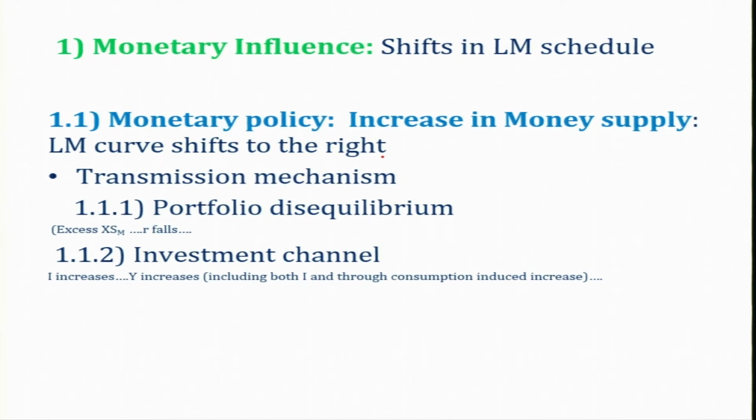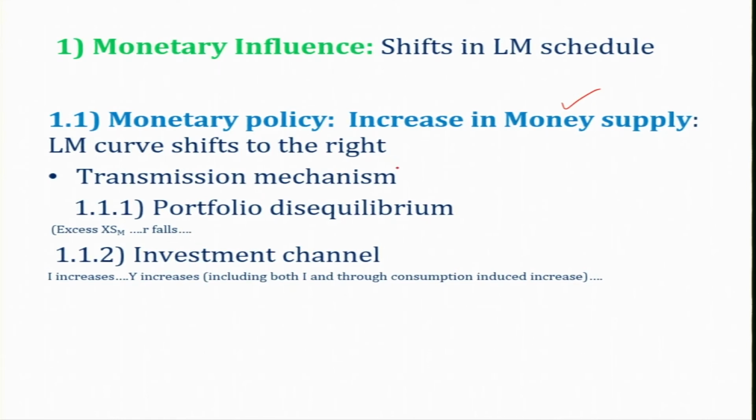So, when an expansionary monetary policy has been initiated, suppose there is an increase in money supply, then the LM curve will shift to the right, as we have seen in the previous discussion. That means when there is an increase in money supply, the LM curve will shift rightwards. So, to see how it affects the rate of interest and income, let us use this two-stage transmission mechanism. We are familiar with this one, we have discussed this in one of the previous sessions.